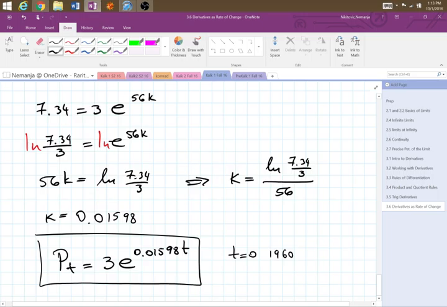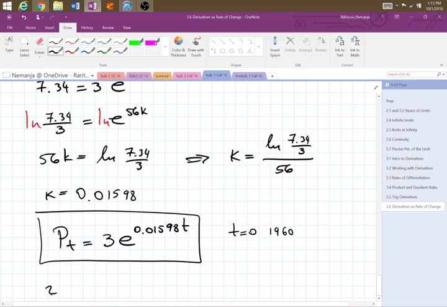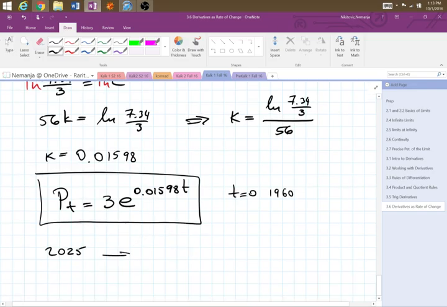So if you want to compute the population in 2025, what would you do? Instead of 2015... But what's t for 2025? If you're considering that as T0, yes? So it would be 65. So you can approximate the population of the world by simply plugging 65 into the equation, pushing some buttons, and you will get the values.